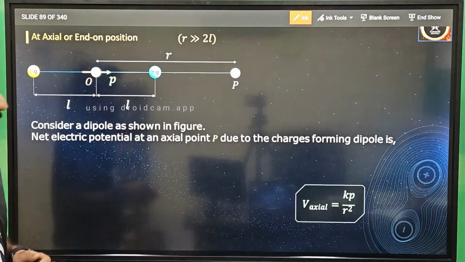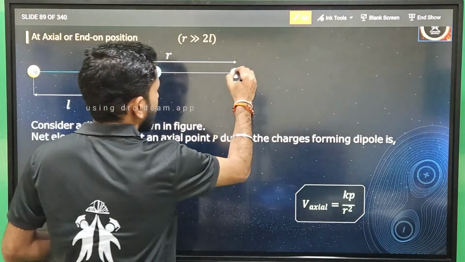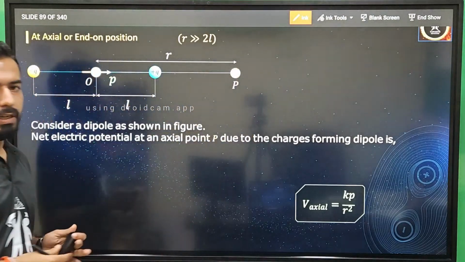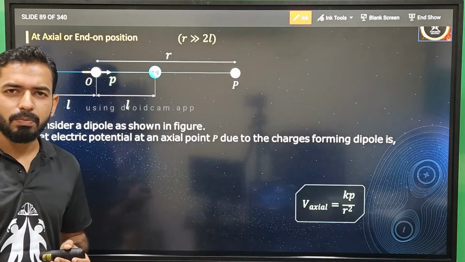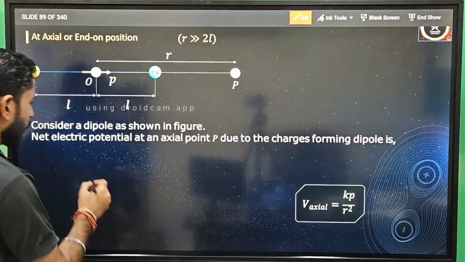At axial position, how do you write? Very simple. At this point you want to write, because why is it simple? Because potential is a scalar quantity, it is not a vector quantity, so there is no problem of directions. And what is the value of potential?